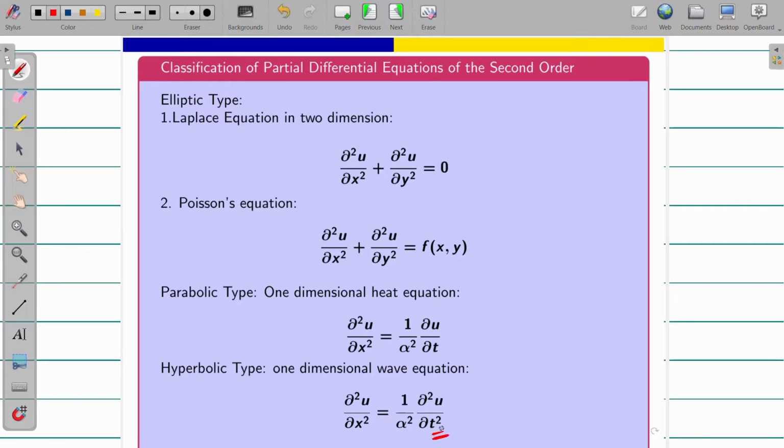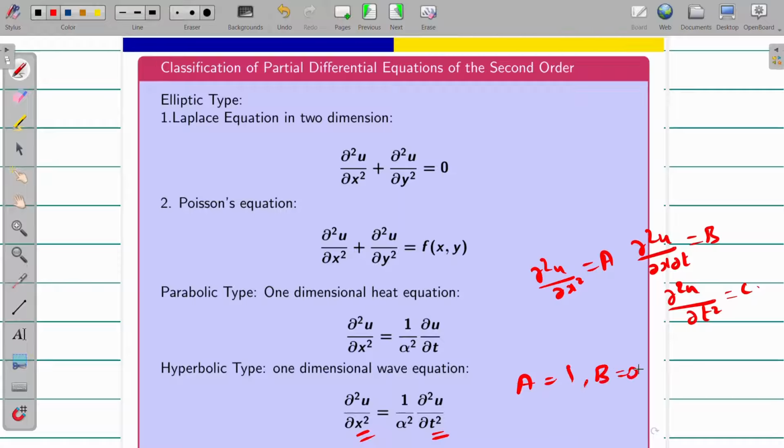Right. What about here? Most of you will be confused to classify it because you have x and t. I explained a, b, c with x and y only previously. So what is your a here? This is the equation. It is in x and t, not in x and y. So the second derivative of u with respect to x is a. Then the second derivative of u with respect to x and t will be b. Instead of x and y, we have x and t. That's the meaning here. The second derivative of u with respect to t will be c. So a equal to 1, b value 0, then c is equivalent to 1 by alpha square.